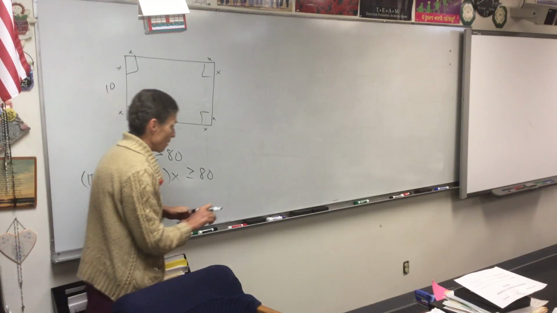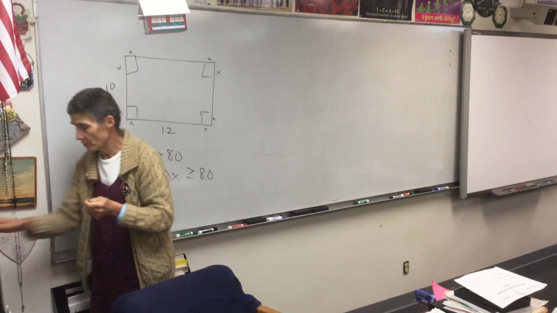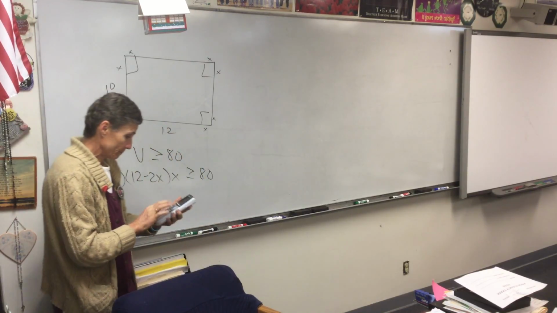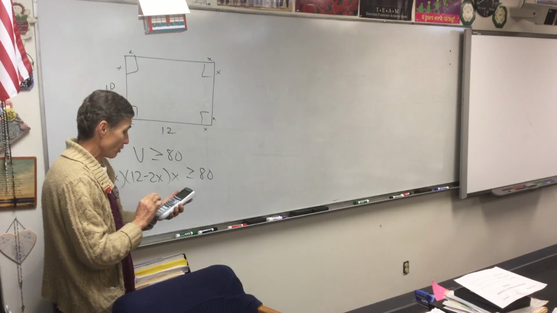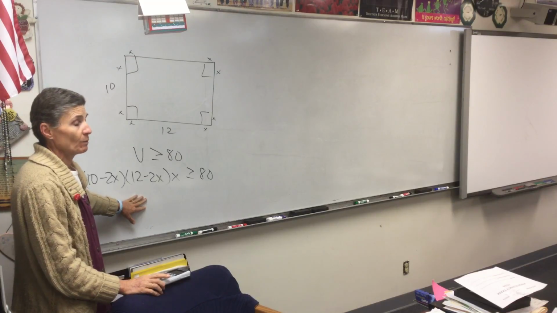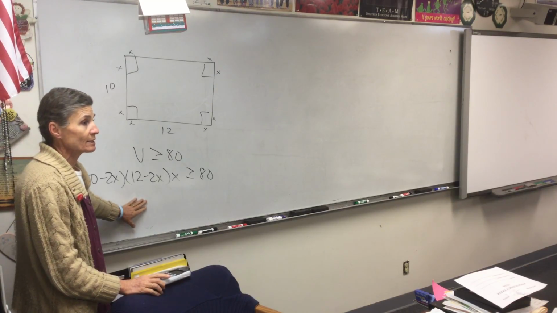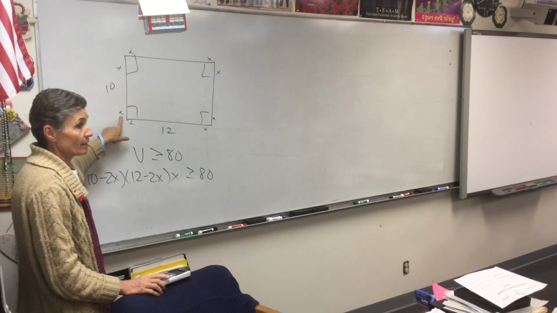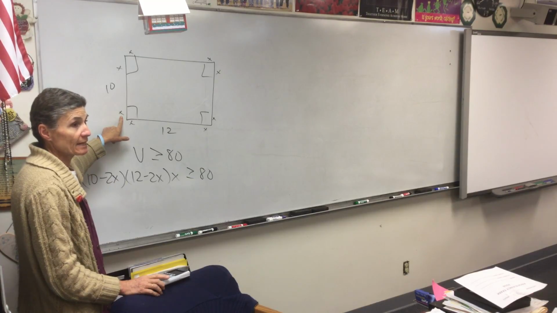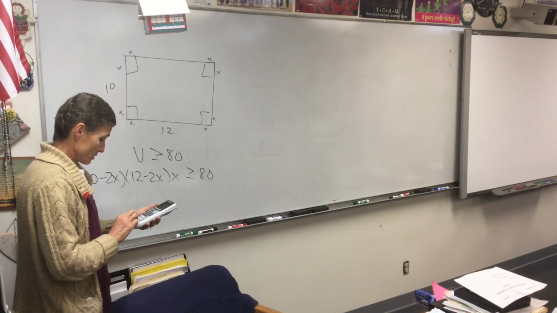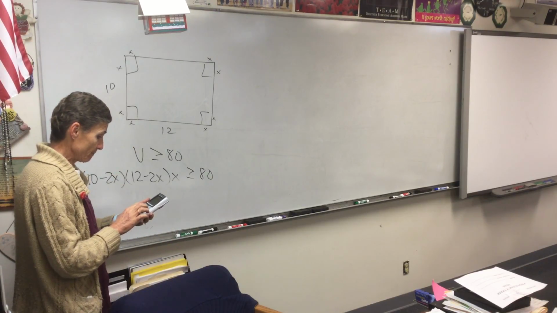Okay? Now, there are a couple different ways we can do this. Let's talk about domain like we did before. What are my x values? What's the smallest x? 0. X can't be negative, so the smallest x min is 0. What's x max? 5. So we're going from 0 to 5.